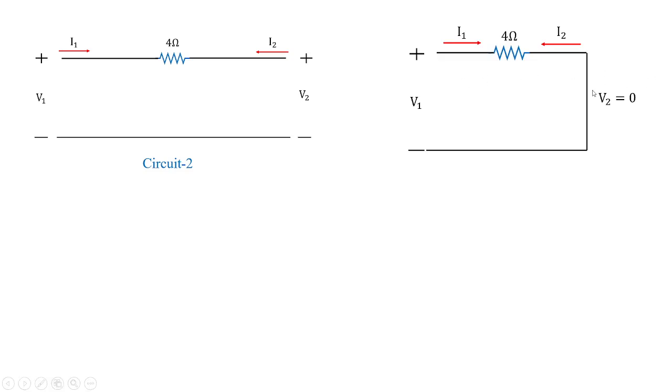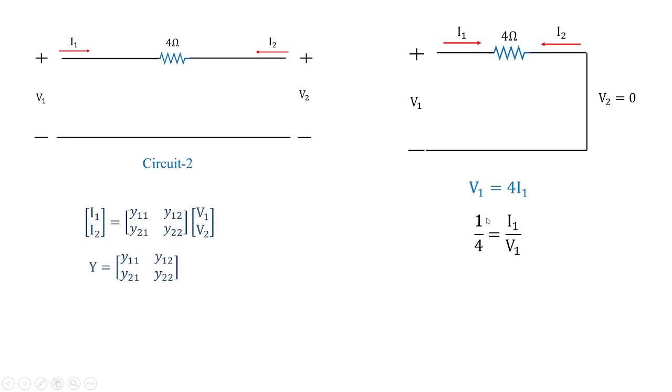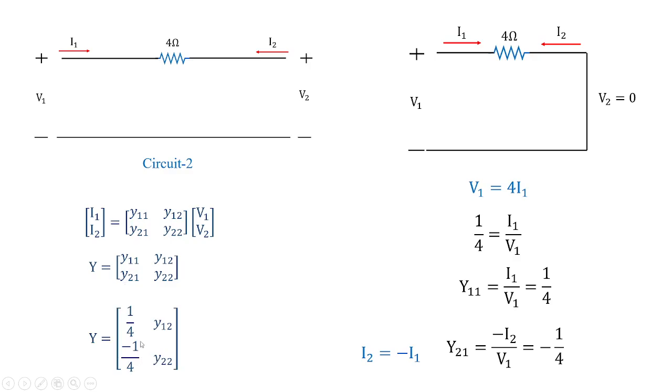By how? By short circuiting the port 2. Port 2, when you short circuit that port, you are going to get the value of V2 equal to 0. But mind you, I2 is present. This I2 is present, and I can get the value of V1 and I1 with the help of this equation, that is nothing but I1 by V1 equal to 1 by 4. In fact, Y11 will be equal to 1 by 4. But I1 is also equivalent to minus I2, so I can get the value as minus 1 by 4 for Y21. Why this has happened? Because you can see here I1 is equivalent to minus I2. So we are done with Y11 and Y21. The value is 1 by 4 and minus 1 by 4.